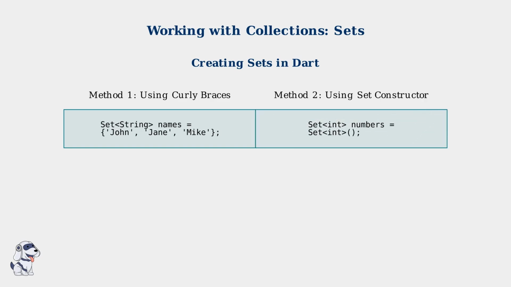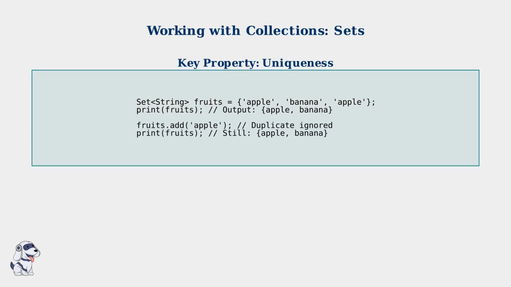The second method uses the set constructor to create an empty set that you can populate later. This is useful when you don't know the initial values. The most important property of sets is that they automatically handle uniqueness. Let's see what happens when we try to add duplicate values to a set. In this example, we create a set with apple appearing twice. Notice that the duplicate is automatically removed. When we try to add apple again using the add method, it's ignored because it already exists.